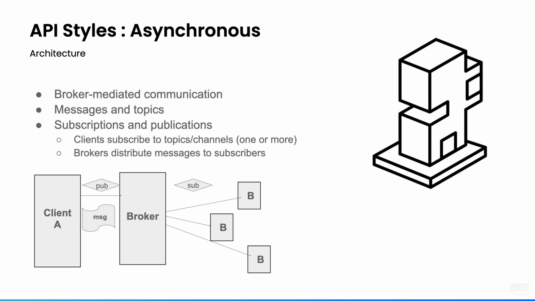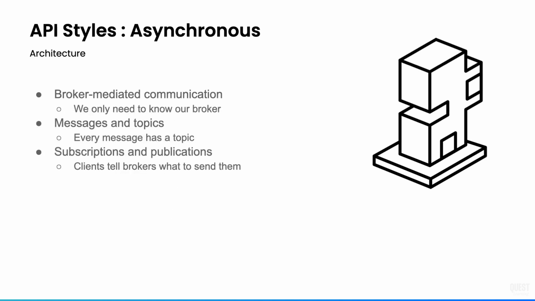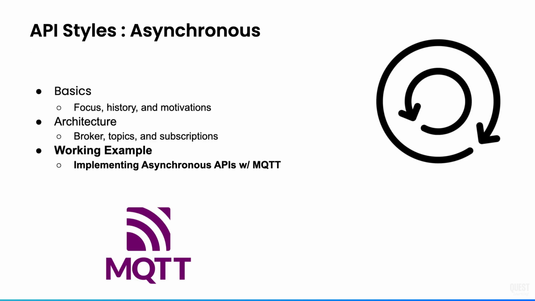That makes it very easy to modify the system. I can add brokers, I can add clients, I can add people who subscribe without disrupting the existing system. And that's very, very powerful. So we only need to know our broker and a broker communication platform. Every message has a topic. I subscribe and publish on topics, and clients tell brokers what they want to receive. And clients can change that at any time of day. People can continue to publish. They don't necessarily need to know who's subscribing.